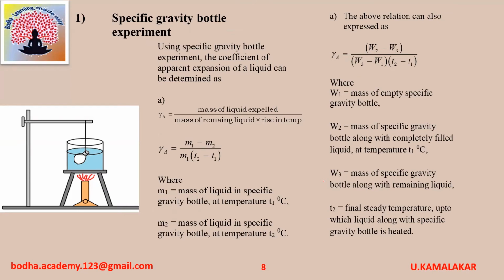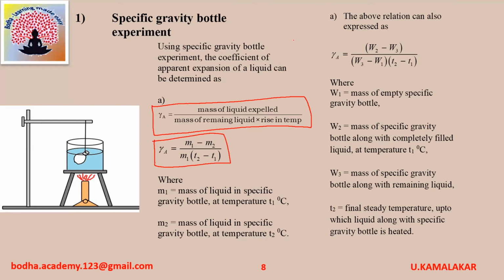Next one, specific gravity bottle experiment. Using specific gravity bottle, the coefficient of apparent expansion of liquid can be determined. Gamma A is equal to mass of liquid expelled by mass of remaining liquid into rise in temperature. It's also given as gamma A is equal to M1 minus M2 divided by M1 into T2 minus T1, where M1 is mass of liquid in specific gravity bottle at temperature T1 degree centigrade. M2 is mass of liquid in specific gravity bottle at temperature T2 degree centigrade.